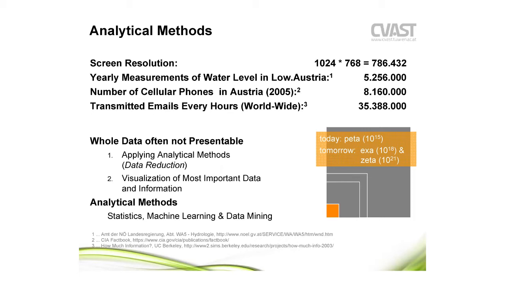If you think about the number of cellular phones in Austria, we need more than 8 million pixels. And if you think about the transmissions between emails every hour worldwide, then you need 35 million. It is obvious if you look at this picture. This is our screen. Now the screens are much larger, but still the relation stays the same. We need some methods which reduce this overload of information to be printed on the screen. And this is done applying analytical methods for data reduction, visualizing the most important parts of information.